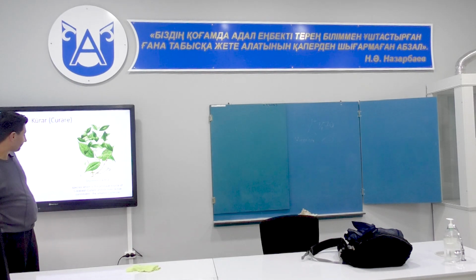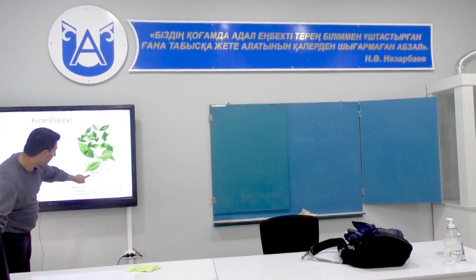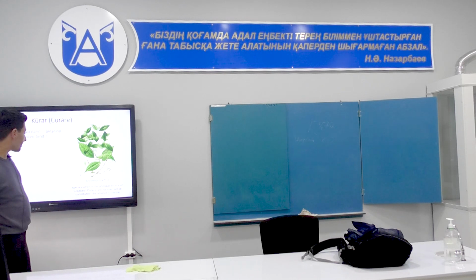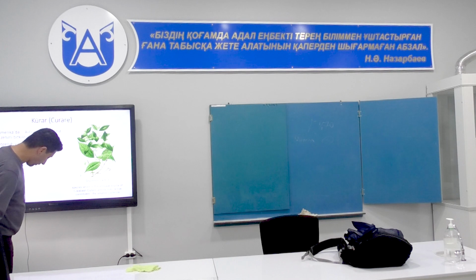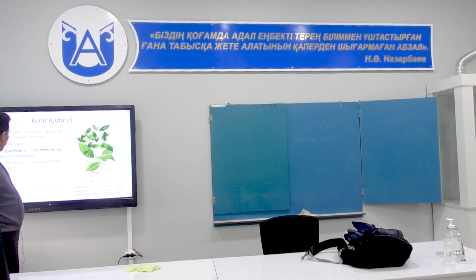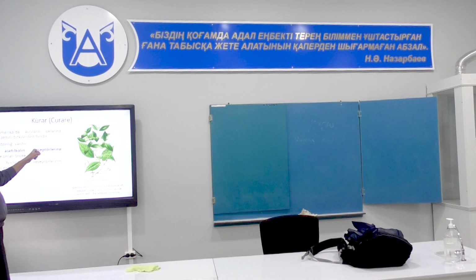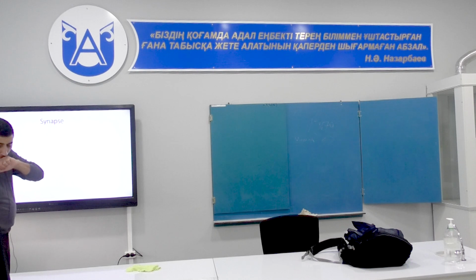Look, this plant, Strychnos, is used to extract this toxin that is used by the people of South America. It acts on the acetylcholine receptor or acetylcholinesterase and is used to kill animals.